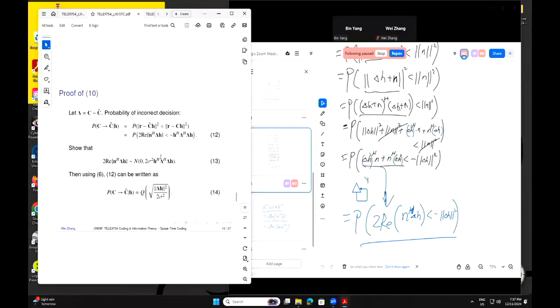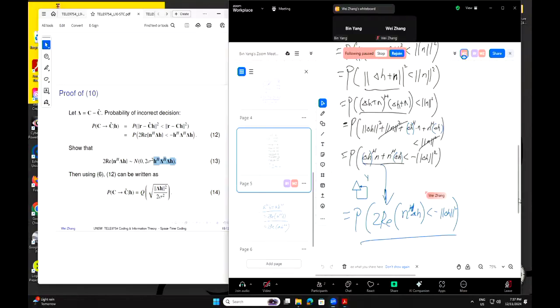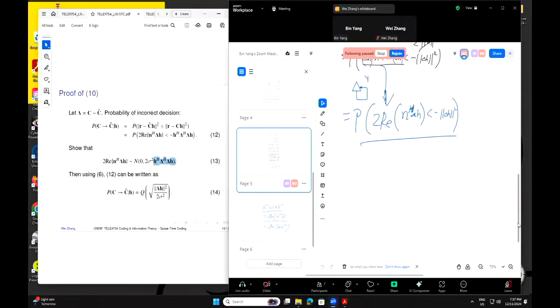That's given by this term, right? This is the delta H norm square. The sigma square doubles, because you also have a real 2 here. So that's 2 sigma square and delta H square. So that's the variance. Basically, if you look at the whiteboard, I use the red one to highlight.